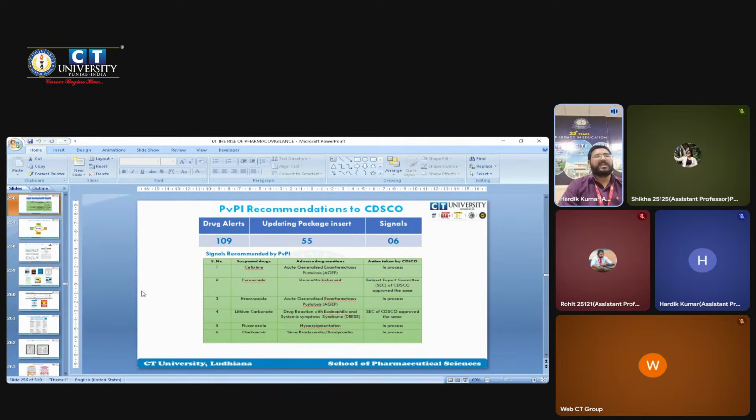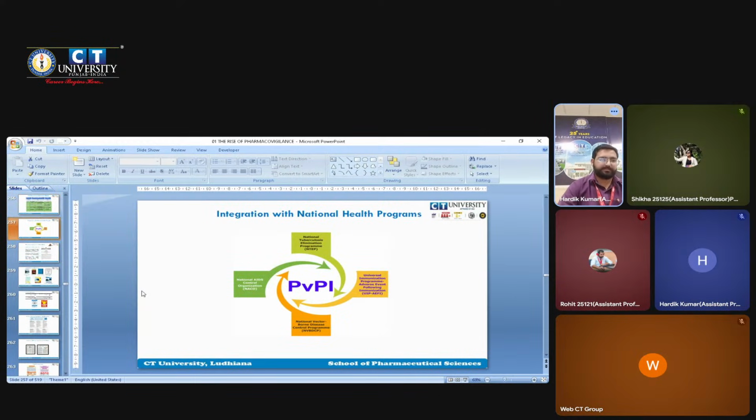Then the recommendations: there are more than 109 drug alerts, updating of package inserts is more than 55, and more than 6 signals have been detected. Then there is integration with the national health programs: the National Tuberculosis Elimination Program, the Universal Immunization Program for adverse events following immunization, the National Vector-Borne Disease Control Program, and the National AIDS Control Program have been integrated with PvPI nowadays.